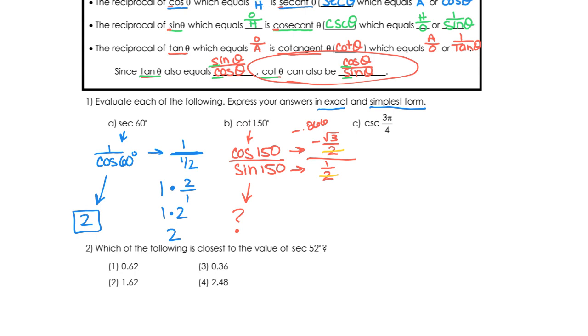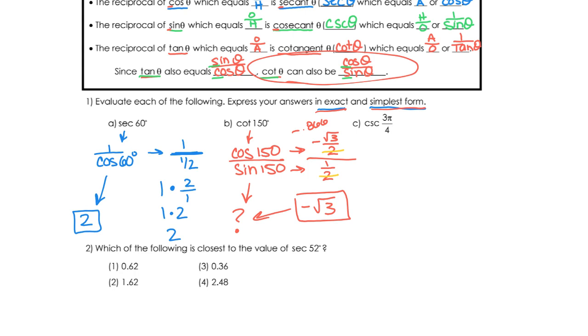And so we end up with the negative square root of 3 over 1, which is just negative square root of 3. And now if you type that in, that's that same decimal that we got there that we didn't recognize. But remember, the directions say exact and simplest form, so that's why we had to do it this way. All right, last one.